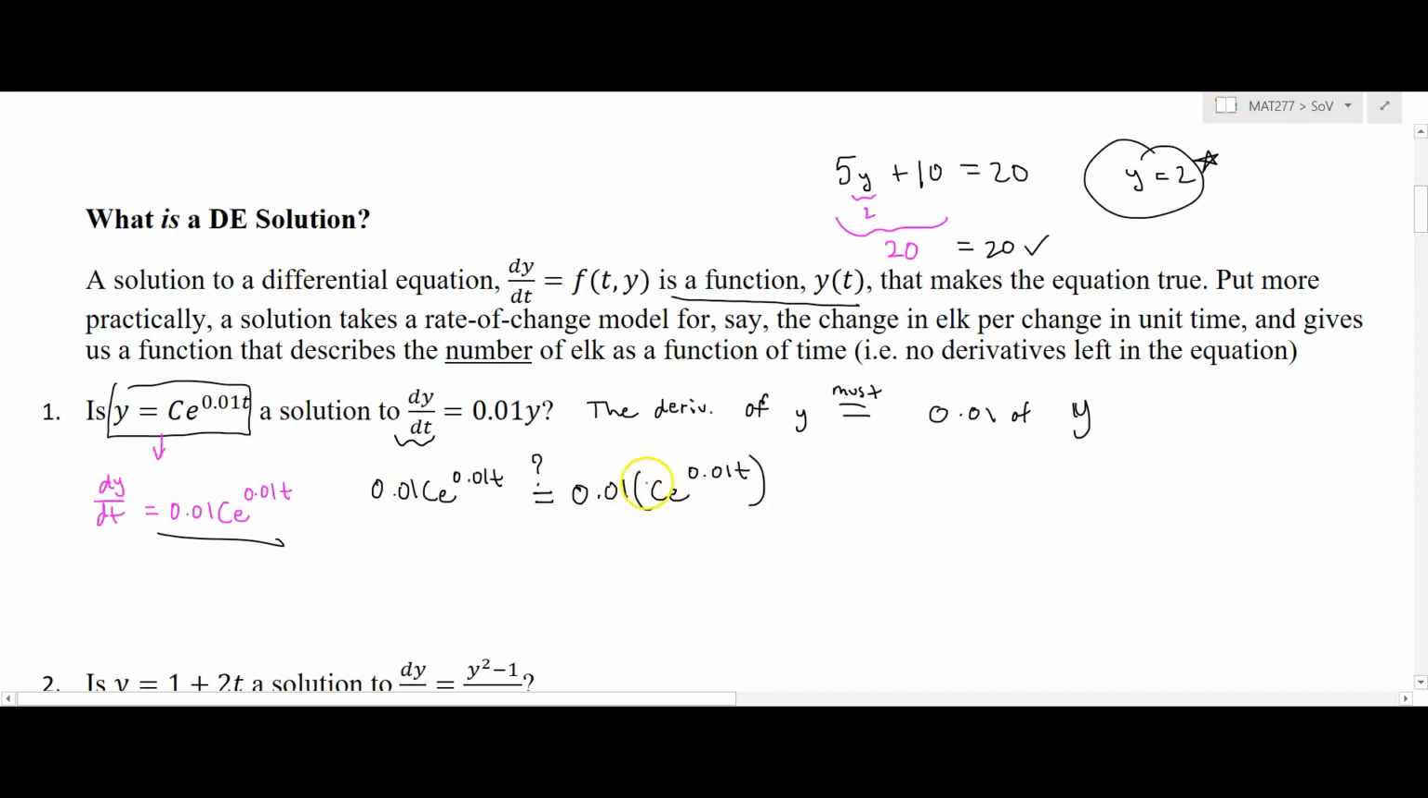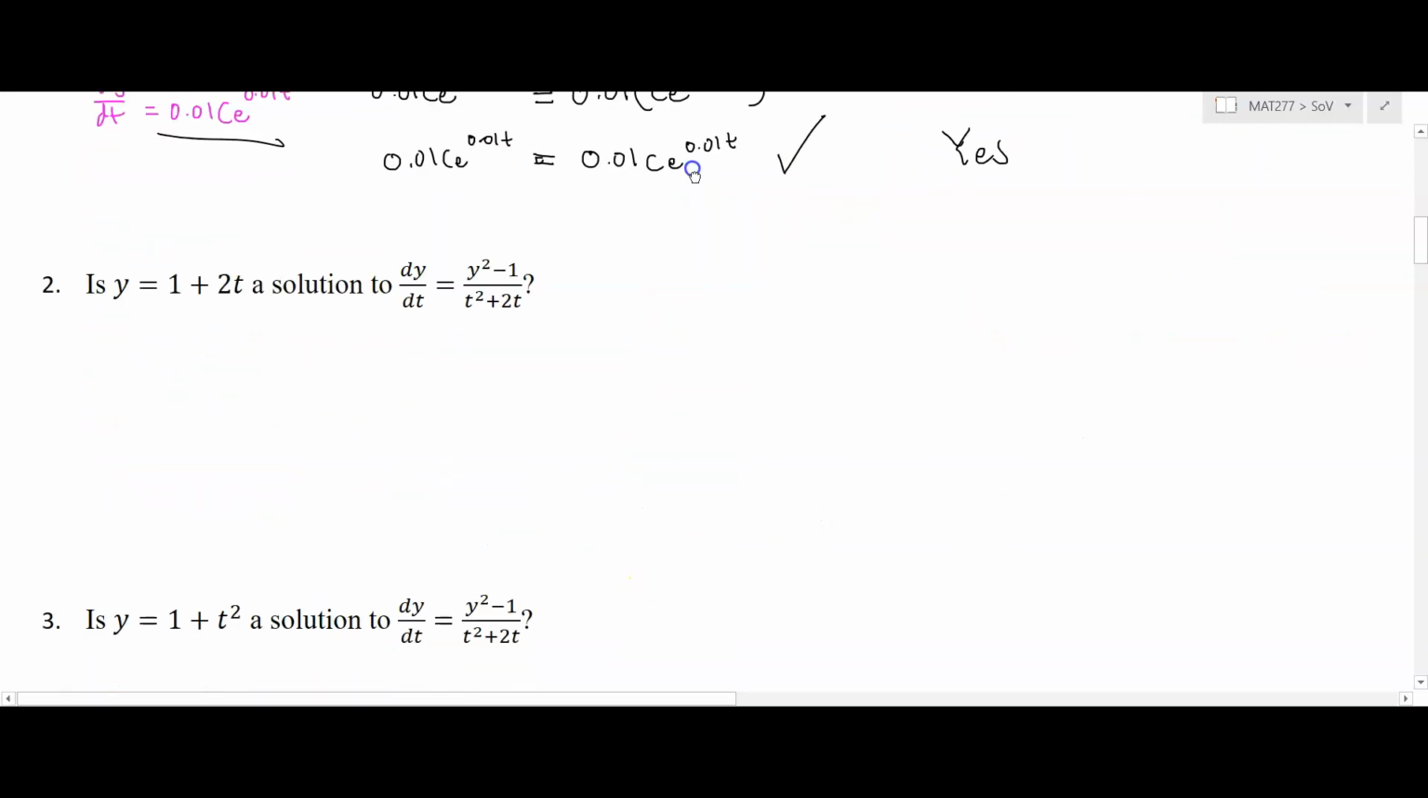And now let's simplify, quote unquote, both sides. The left side, there's not really much I can do. I can remove the parentheses on the right side, and lo and behold, these two sides are in fact equal to each other, and therefore the answer is yes, this is a solution because it makes the equation true. Just like up here, y equals 2 made the equation true. Let's look at another one.